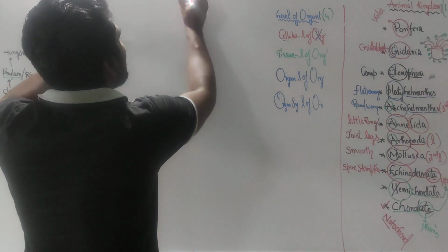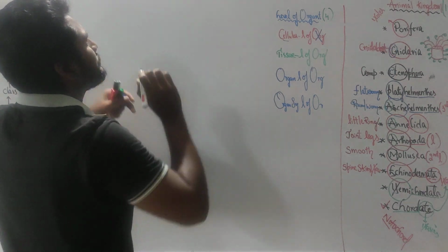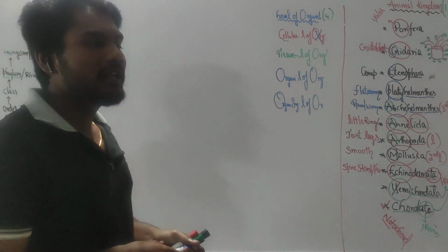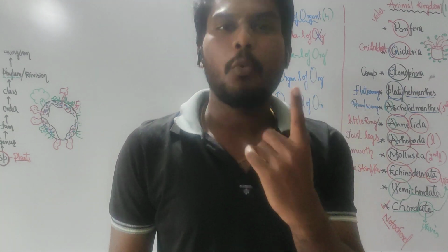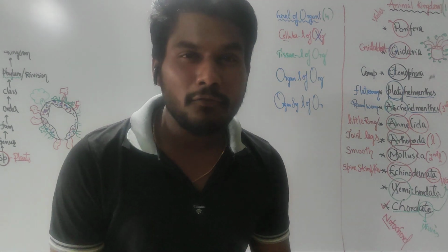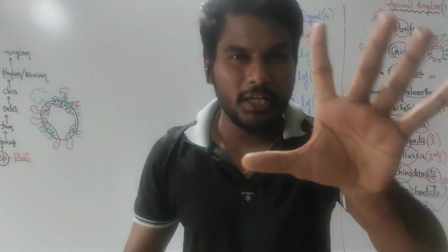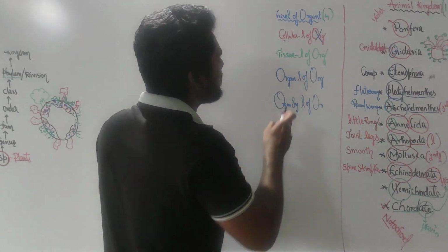So C square is showing the tissue level of organization. Tissue level of organization is seen in how many phyla? Two phyla: one is Cnidaria and two is Ctenophora. And cellular level of organization is seen in how many phyla? Only one phylum. What is that phylum? Porifera.